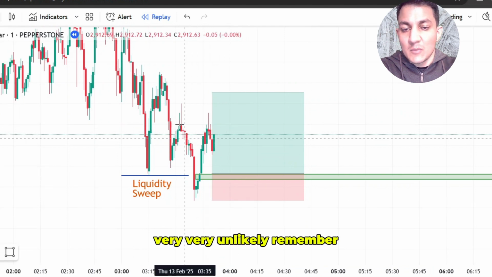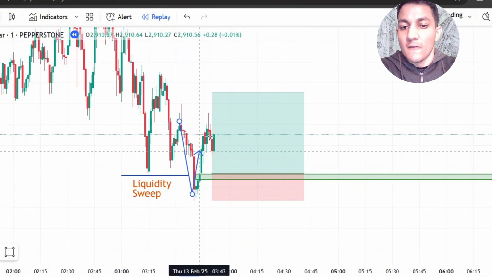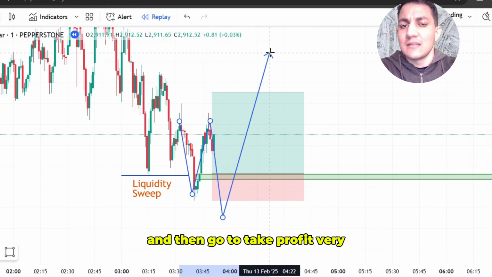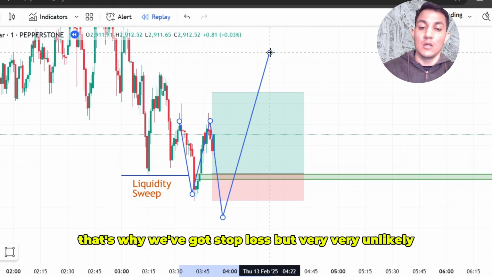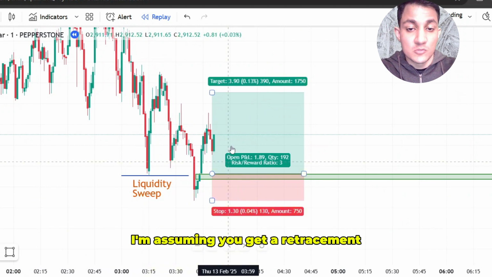Very, very unlikely. Remember, the whole reason price came down here was just to take out these stop loss orders. Very unlikely that price is going to come all the way down, take out your stop loss again, and then go to take profit. Very, very unlikely. Now, it can happen. That's why we've got stop loss. But very, very unlikely, right? 9 times out of 10, you're going to be all right. I'm assuming you get a retracement, you should be all right.